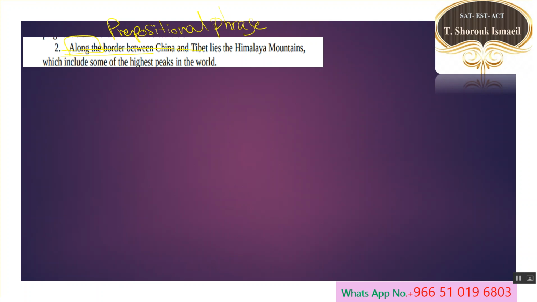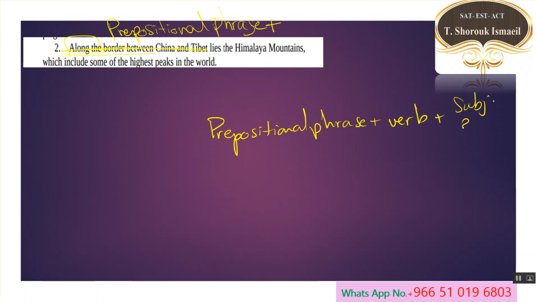Along the border between China and Tibet. Here I'll need to cross it out. I don't think about it. So my structure is going to be as follows. I start with a prepositional phrase, and here I find a verb. So where is my subject? Where is the subject? The subject will come after the verb. That will determine my agreement.